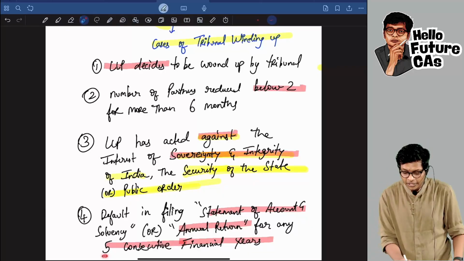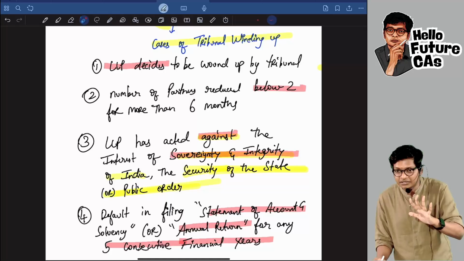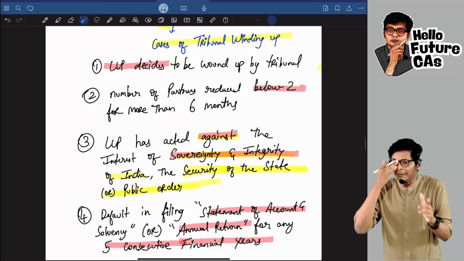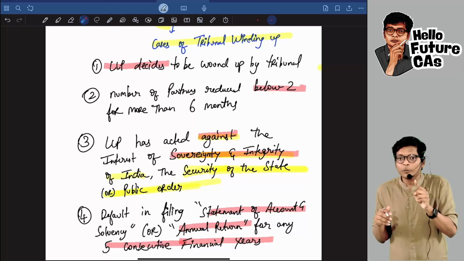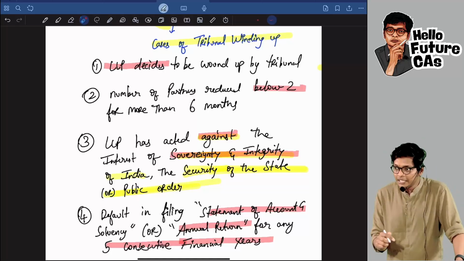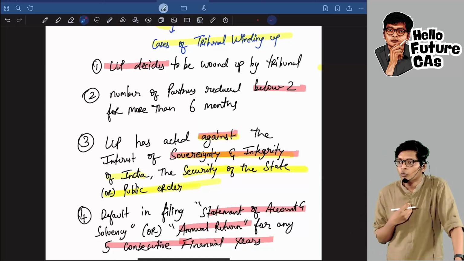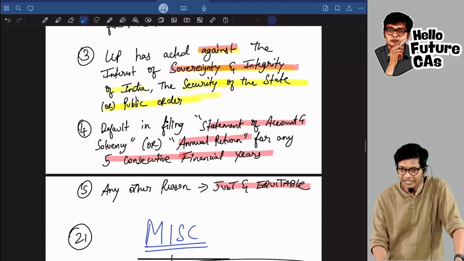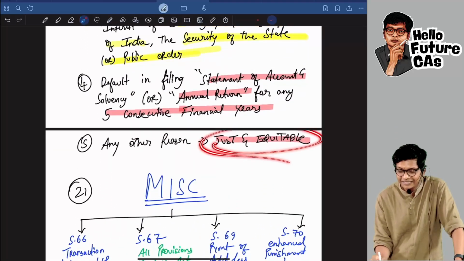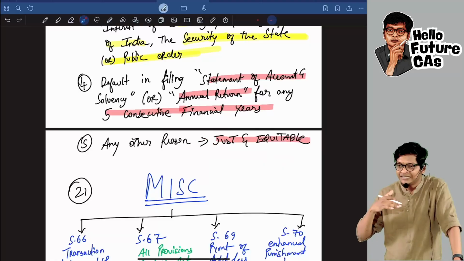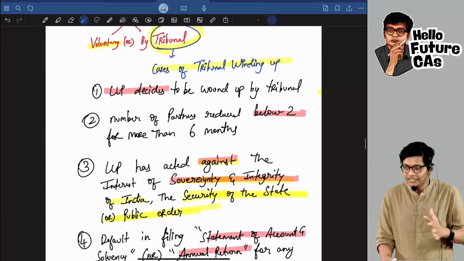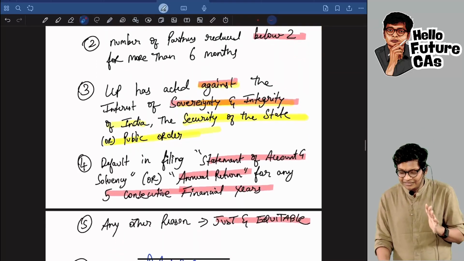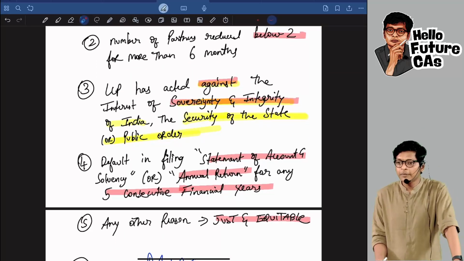Okay. If you have not filed for 5 years, they will order for winding up. In the Companies Act, if you don't file the annual return and FS for 2 years, you become a dormant company. Here, if you don't file for 5 years, you will be ordered for winding up. Are you following, guys? Last point, any other reason, just and equitable. If the tribunal feels any other reason is just and equitable, then they will order for winding up. Are you clear with these 5 points, guys? Mug up the keywords as they are. I have highlighted the keywords important for the exam.